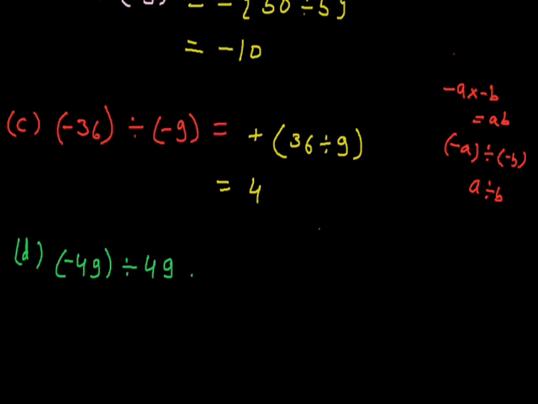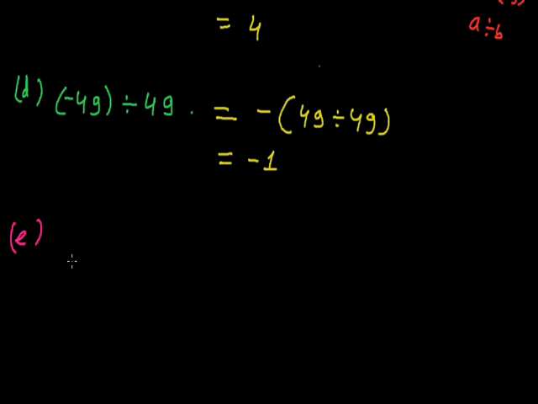When a number is divided by the number itself, you get 1. But here the number has a negative sign. So minus of 49 divided by 49. Now 49 divided by 49 you get 1, and it will be minus 1.